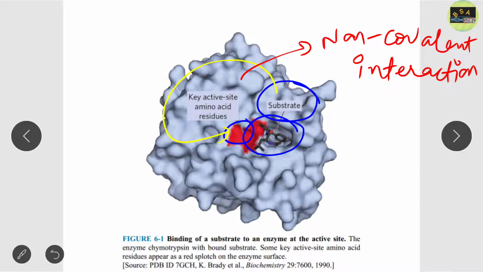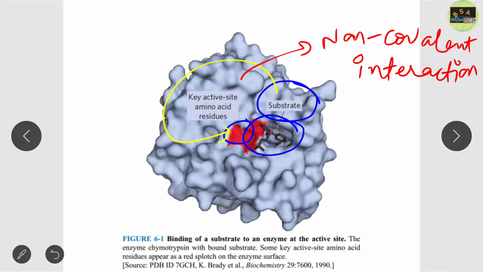Clear? And remember one thing: in our biological system, most of the interactions are of the non-covalent type. And what are these interactions? These interactions are hydrophobic interaction, hydrogen bonding, and ionic interaction; all these types of interactions are present. I already took a class on all these types of interaction. If you see our biochemistry playlist, the first lecture is about the interactions.